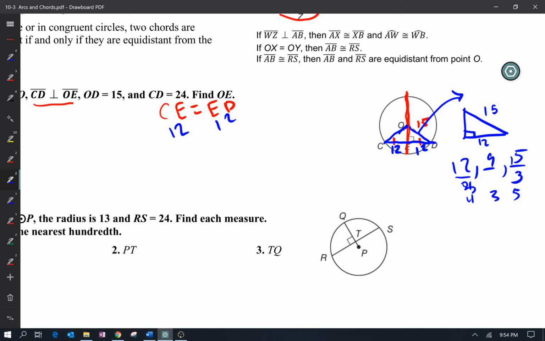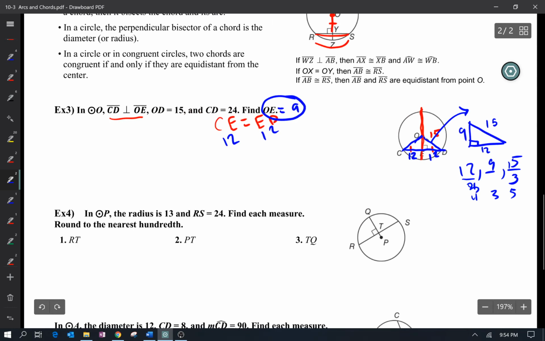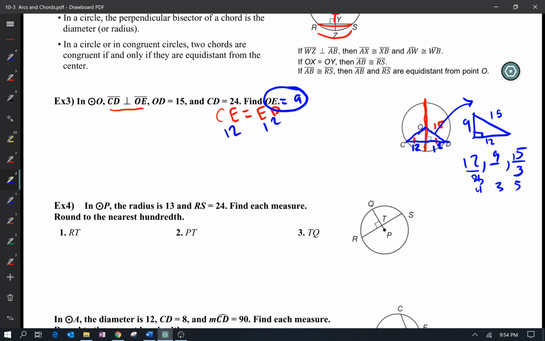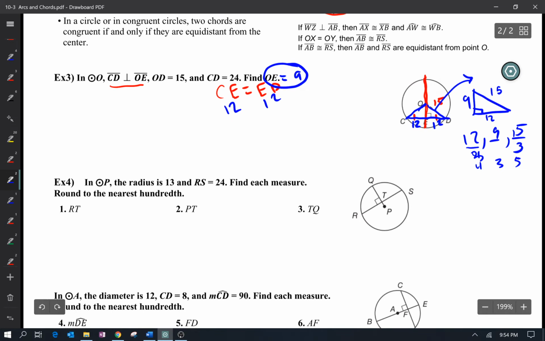So what do I know? I know that OE, right? This right here must be 9. And that answers the question, right? The question is find OE. OE must be 9. So once again, let the theorem help you to figure out what's missing. There's going to usually be a Pythagorean theorem somewhere in there.